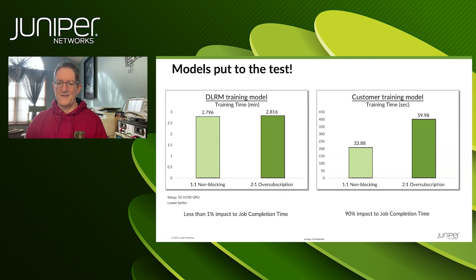Other models, if you're not stressing the network enough to congest it with half your links disabled, then it's probably going to perform roughly the same as if you had your full non-blocking. So it really boils down to how much data it transfers across the network at what speed.